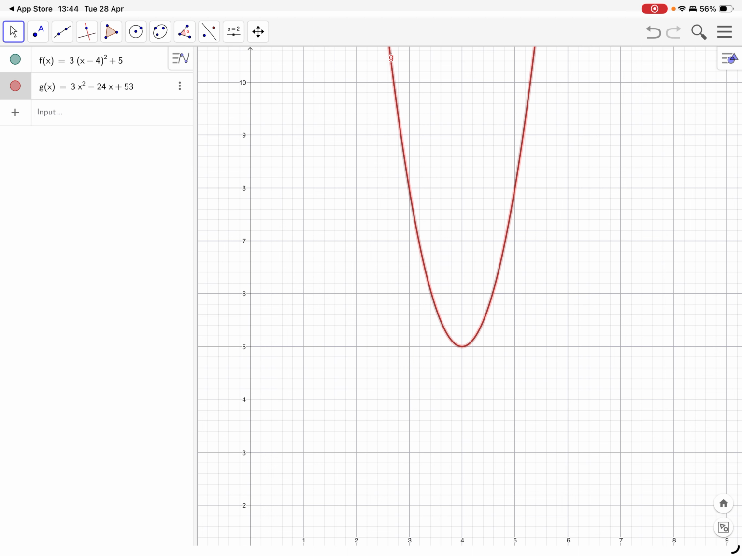The bottom one, the red one, is written in something called standard form, and the top one is written in completed square form. Now, you need to know how to go from one to the other, and you can practice that. There's plenty of information on the slides, and I've got worksheets and stuff like that. It's just a process you need to be okay with doing.